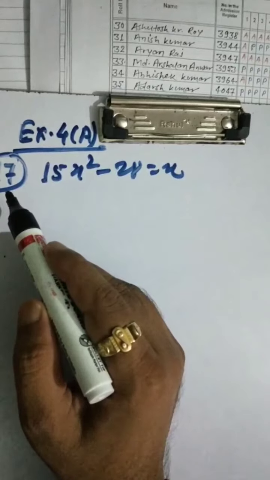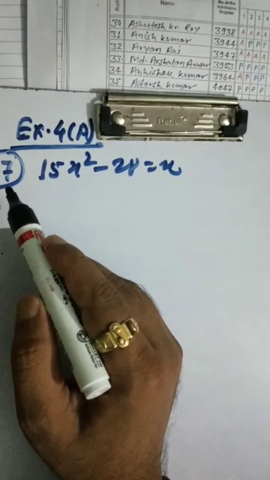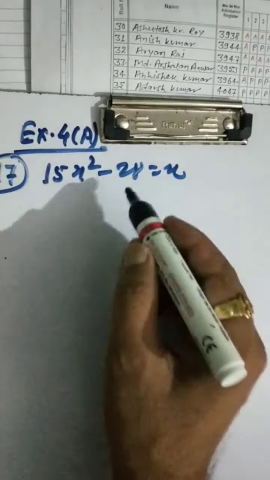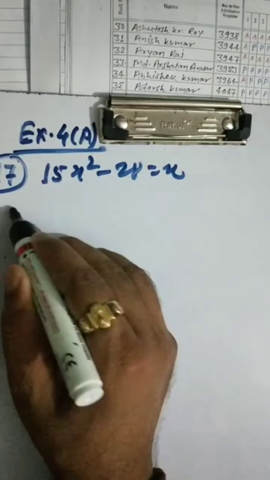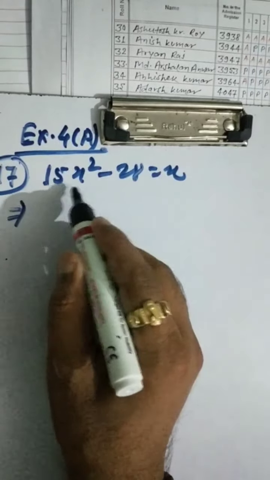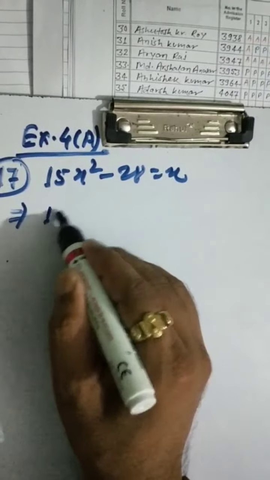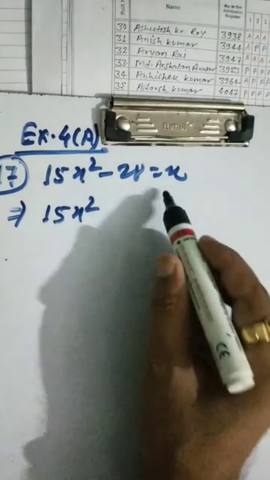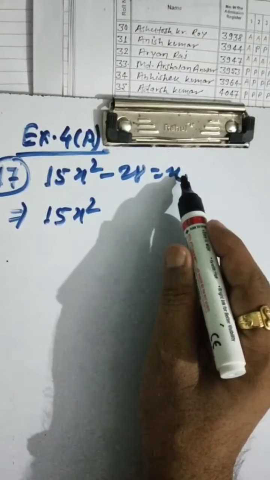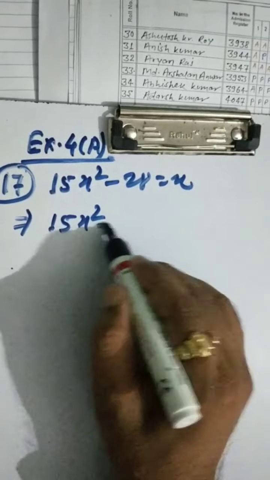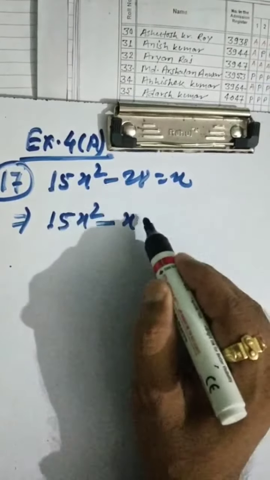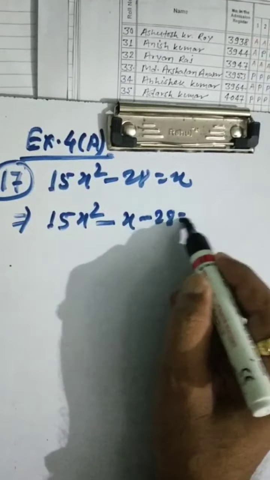Question number 17, and you have to solve it. First of all, let us write it in a standard form. 15x square, and where x will transfer in LHS, it will be minus x, and minus 28 is here, will be equal to 0.